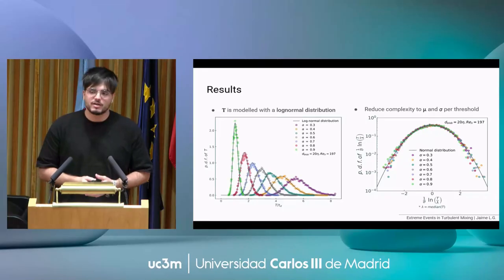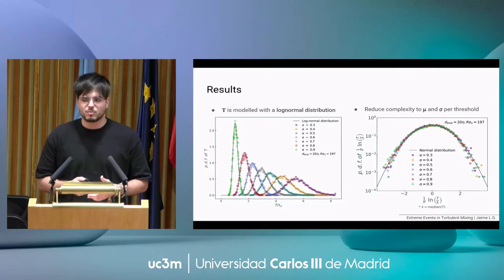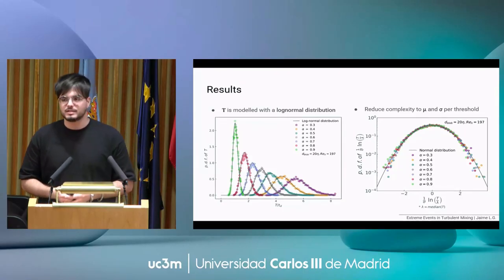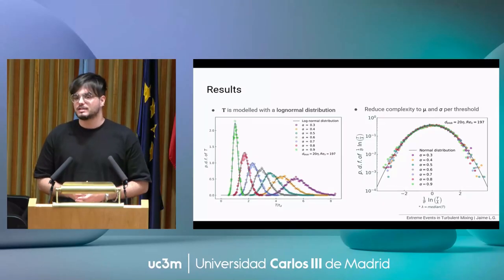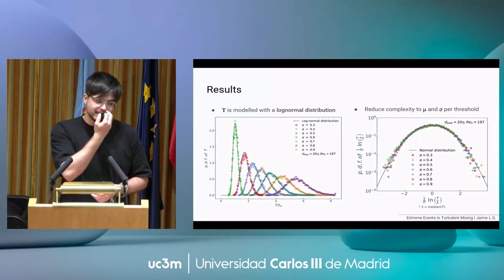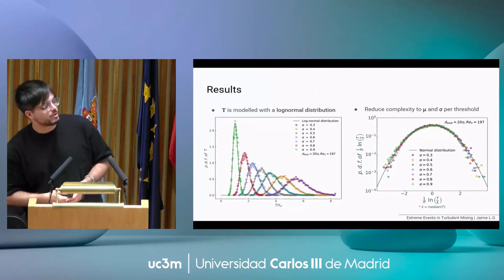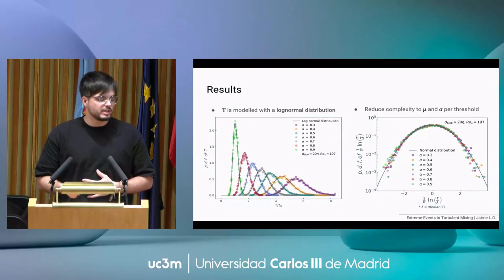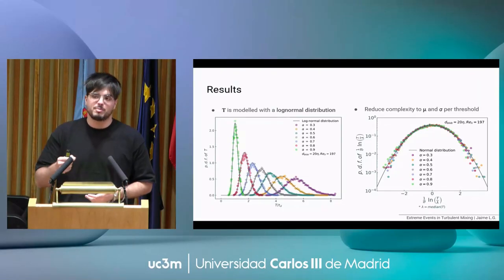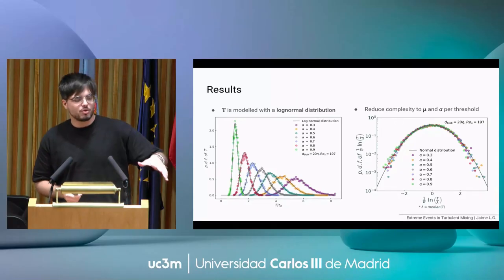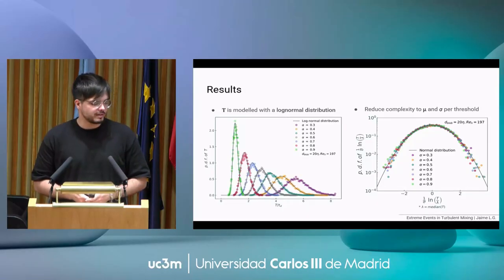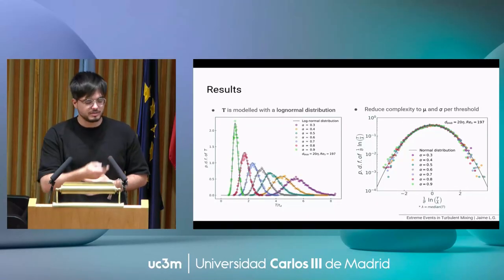As a first result, what we have is that the decay time is modeled by a log-normal distribution. And with this, we can reduce the complexity of the system to two parameters, the parameters that are defining the distribution. And in the right figure, what we can see is that if we scale the log-normal distribution with the parameters that are defining the distribution for each threshold, all of them are collapsing onto each other, showing that the model is working, the characterization is working.